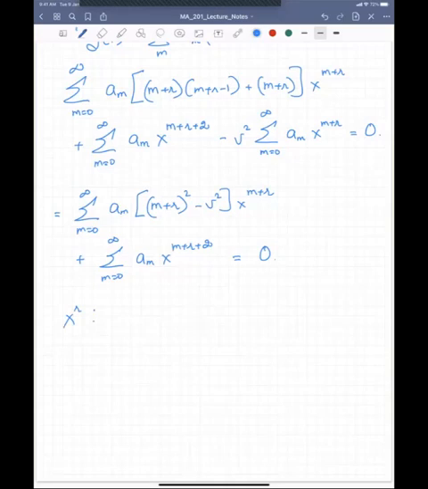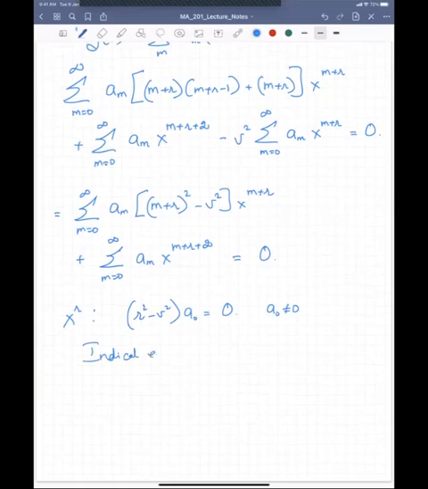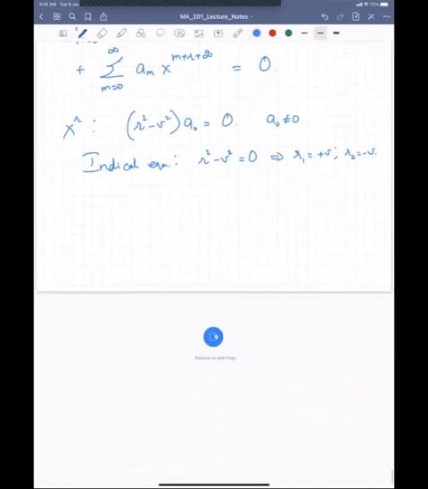So simply put m equal to 0 in the first term, and you would get r squared minus nu squared times a0 equal to 0. Okay, and since a0 is not equal to 0, this gives you an indicial equation, which is r squared minus nu squared equal to 0, which tells you that there are two values of r that you can look at, plus nu and minus nu.